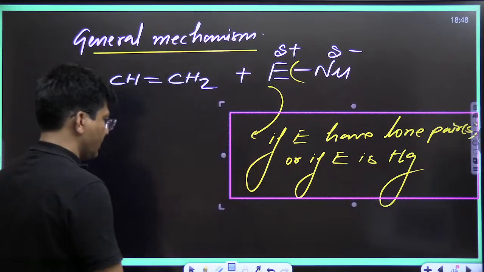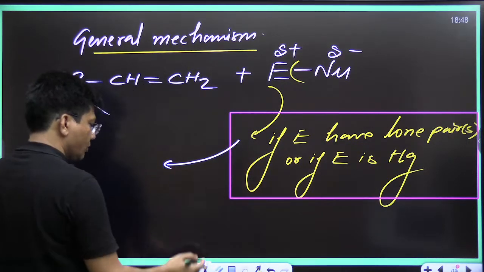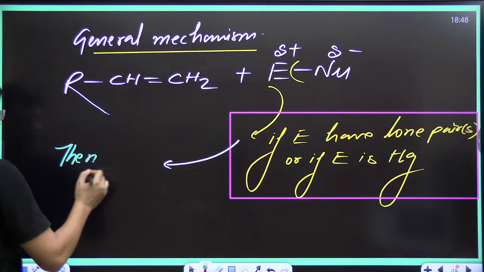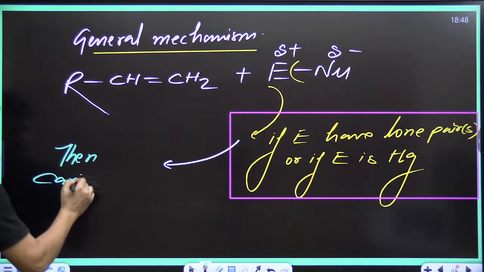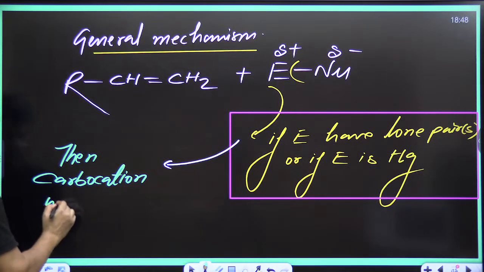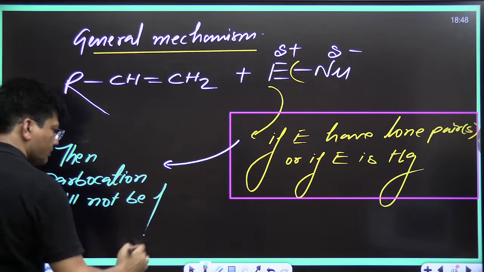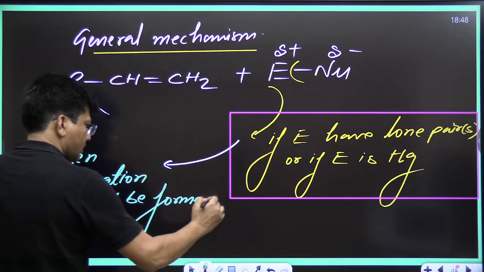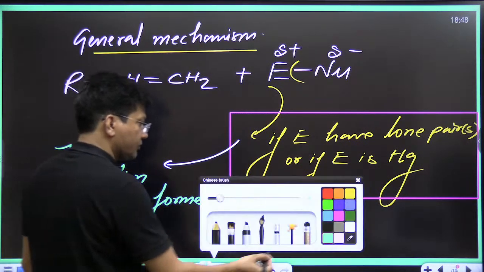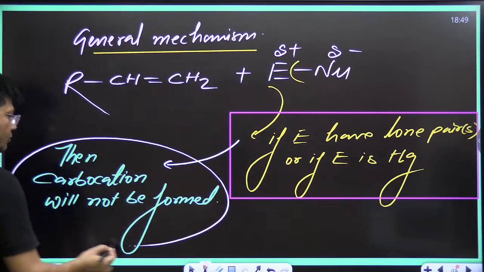Then carbocation will never be formed, my dear students. Remember that. Then carbocation will not be formed. Then what is going to get formed? Then non-classical. In that case, carbocation is not going to get formed.